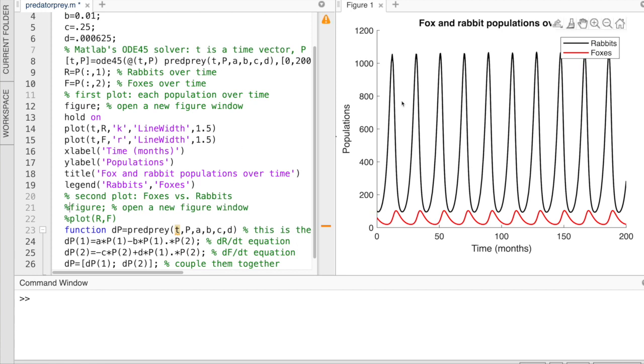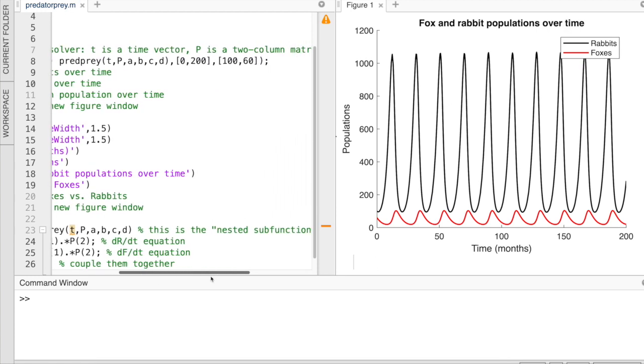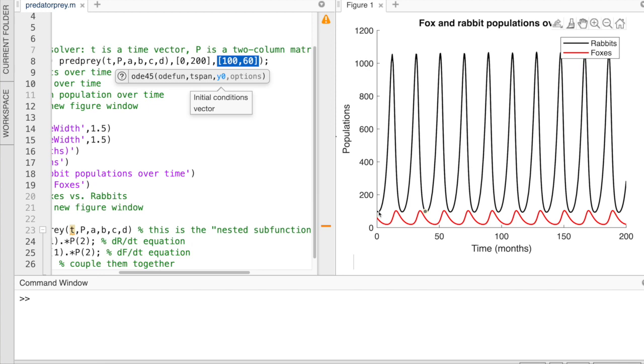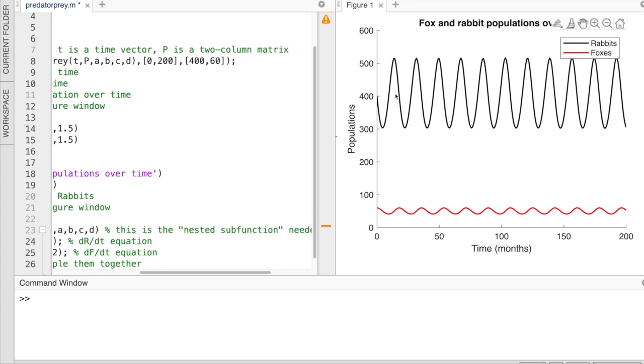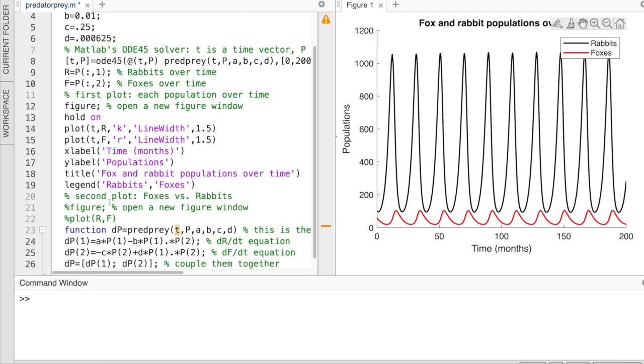We can see what would happen if we did something like changed the initial populations. If we wanted to do that, it would be this final entry in that ODE45 command. So we're starting with 100 rabbits and 60 foxes. What happens if we start with 400 rabbits? Okay, you can see it looks a little different here. Qualitatively, it's kind of similar with oscillations for both populations. But that's one thing that you can investigate is how the initial population changes it. Let me go back to the spikes that we were looking at. Okay, I like this one.